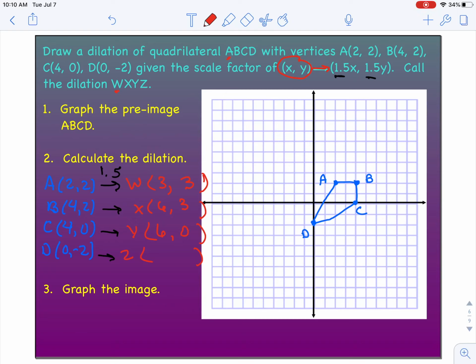And again, we can fill in the rest of these ordered pairs. I'm sure you can do that math quite easily. So now I'm going to graph the image. So W is 3, 3. Then I have 6, 3.